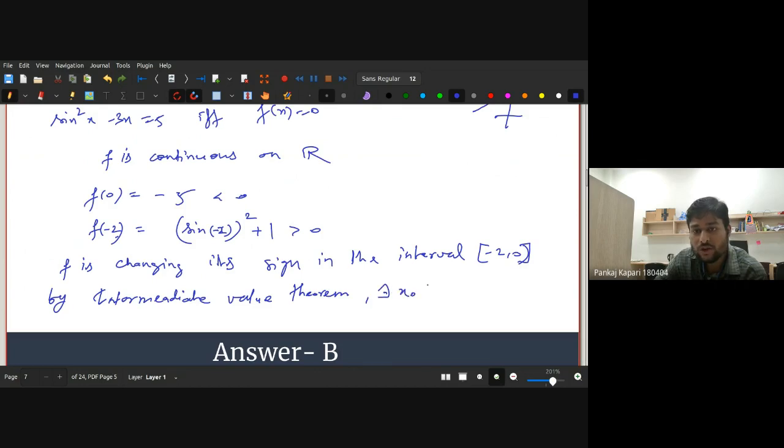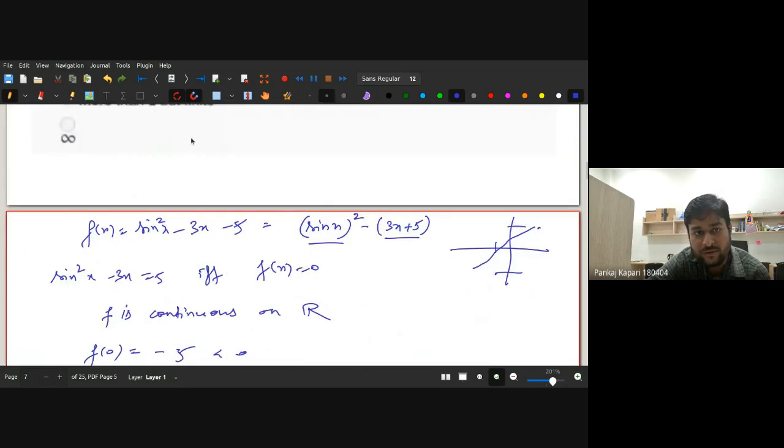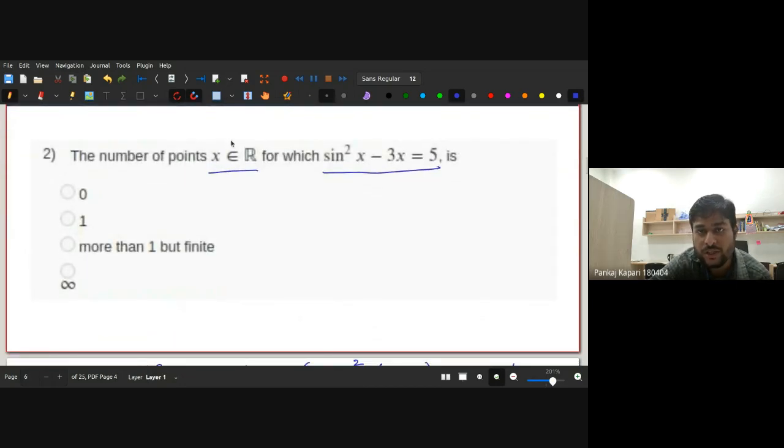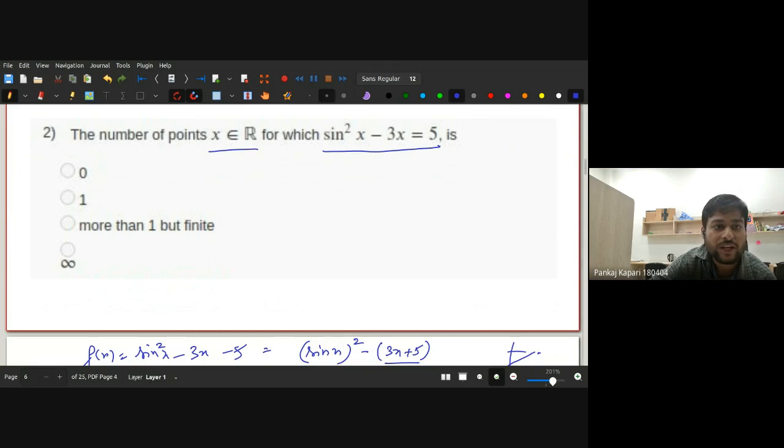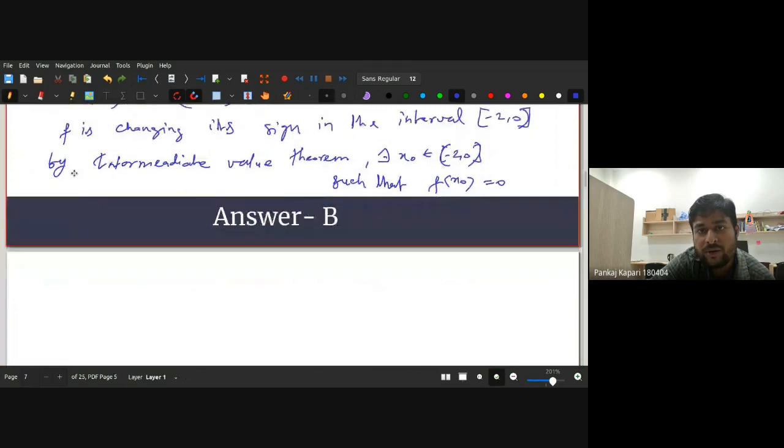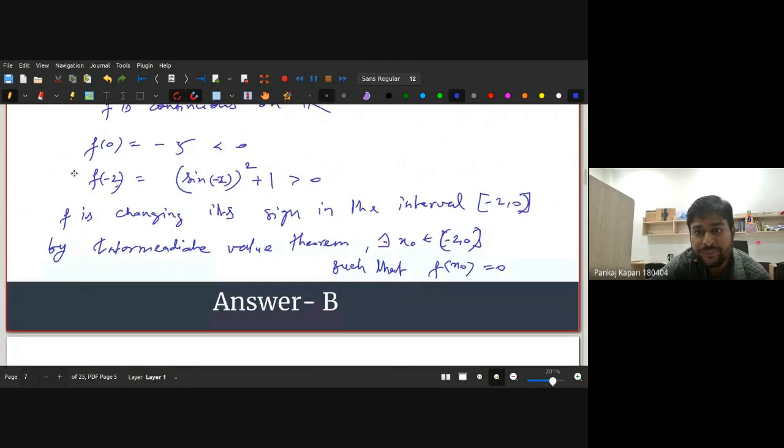So by the intermediate value theorem, there exists some x, let's call it x naught, in this interval minus 2 comma 0. We can say it lies in the open interval, because at the endpoints the function is not 0, such that f of x naught is 0. That means there must exist at least one point at which the function becomes 0, or this equation has at least one solution. So we can rule out 0 as the correct option, but we have to find out if there can be any other zeros.